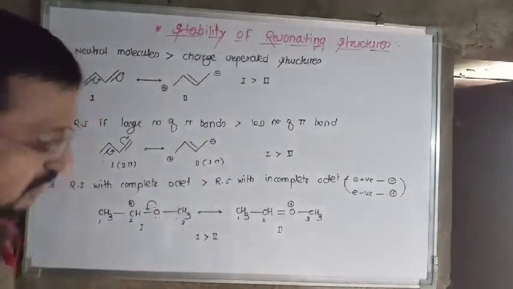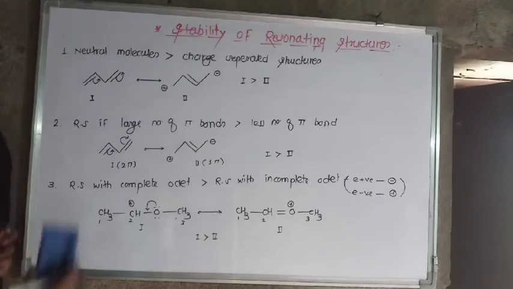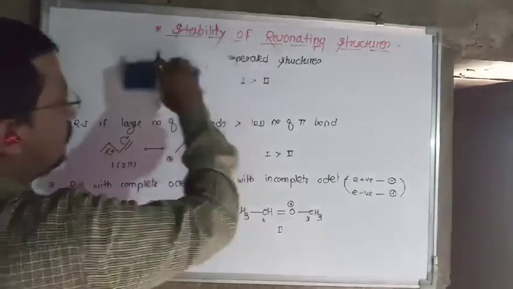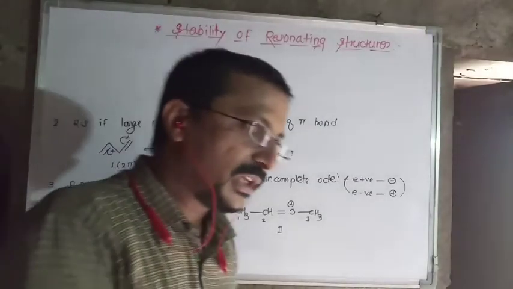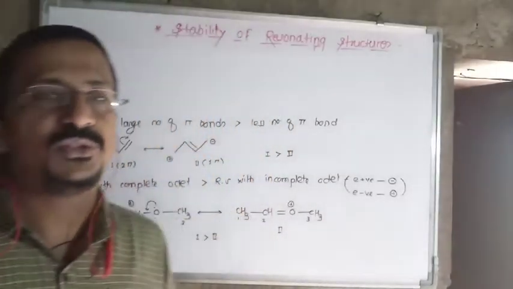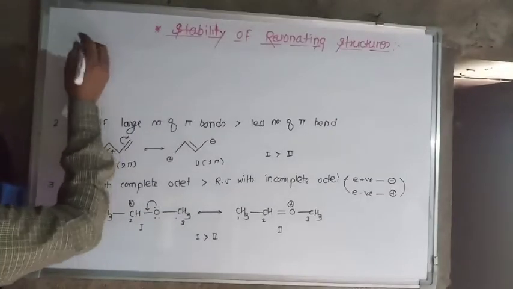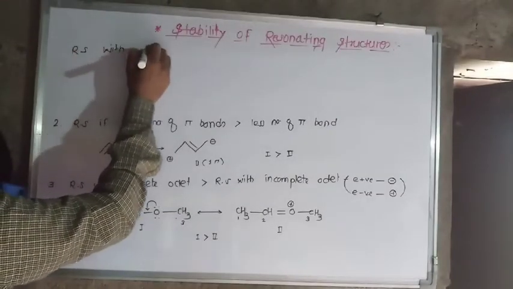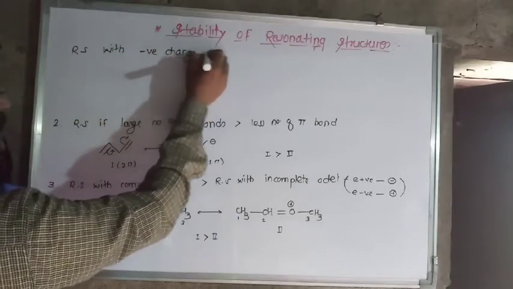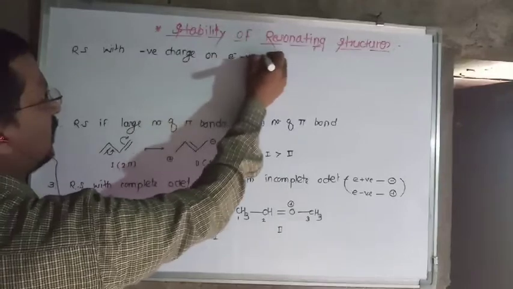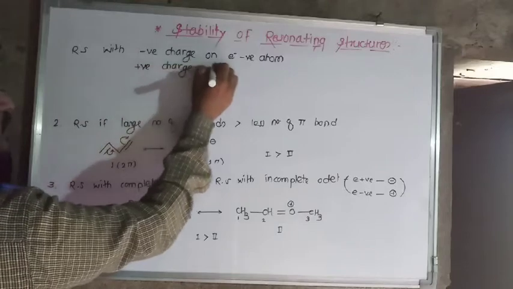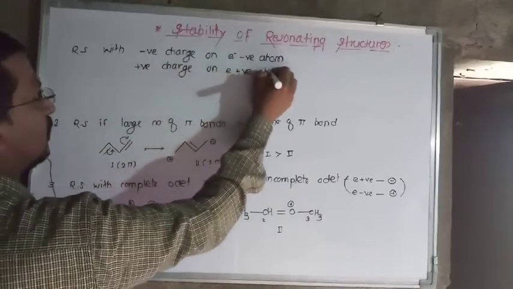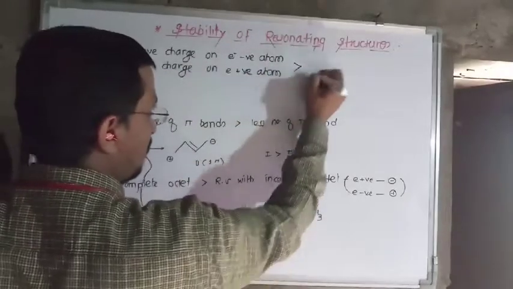So this is the point. Then the fourth point: molecules with negative charge on an electronegative atom and positive charge on an electropositive atom are considered more stable than vice versa. That is, resonating structures with negative charge on an electronegative atom and positive charge on an electropositive atom. If such a situation is there, it is more stable than vice versa.